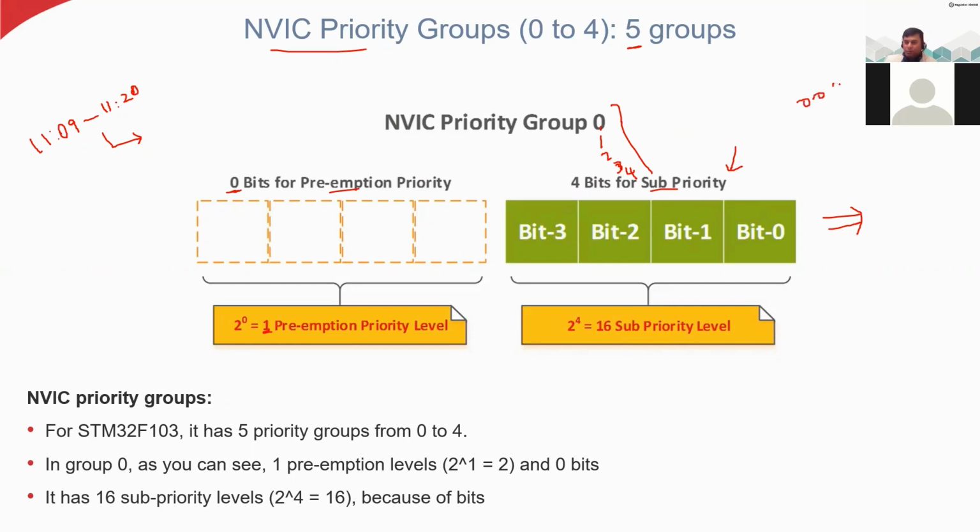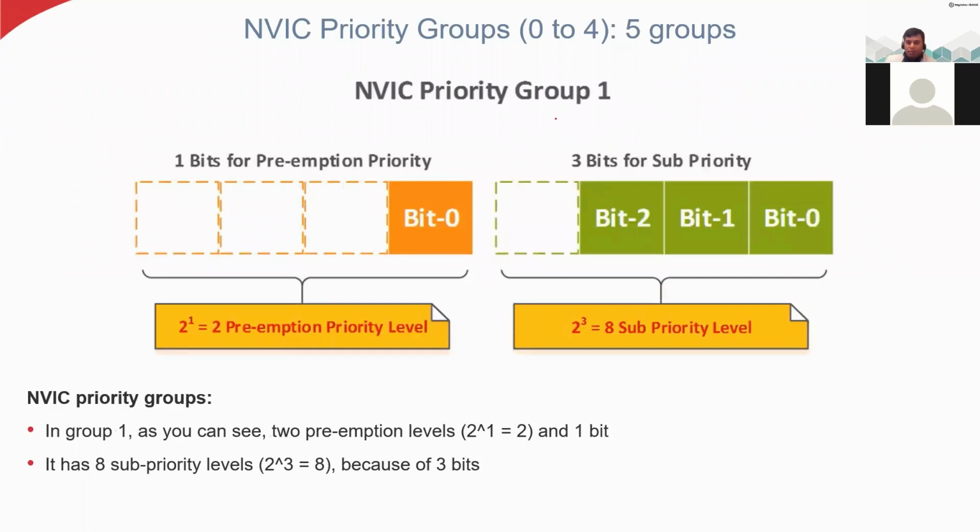So it's starting from 0, 0, 0, 0, binary counting, up to 1, 1, 1, 1. So if you count everything, you will have 16 different levels for this sub priority. So different bit combinations are indicating different levels. For example, this is indicating the sub priority level 0, and the next one will indicate the sub priority level 1, and so on. So this is the group 0. In group 0, as you can see, preemption has only 1 level and 0 bits, and sub priority has 16 levels and 4 bits.